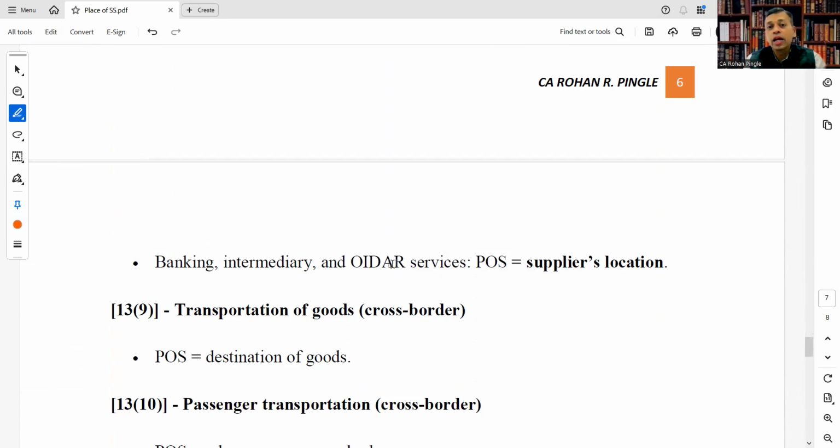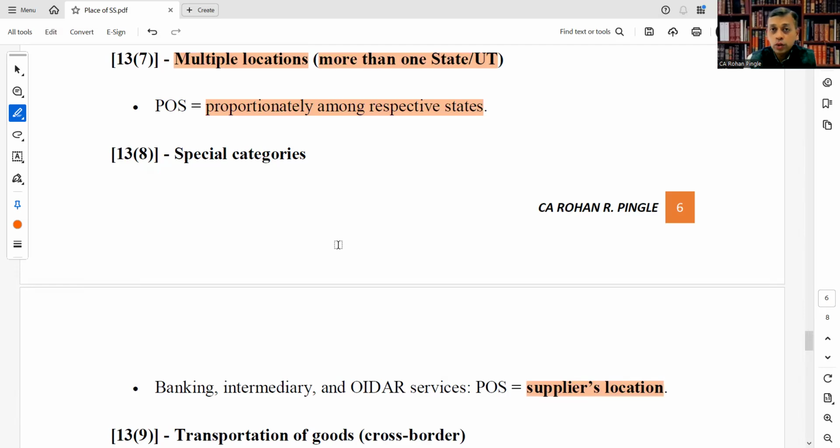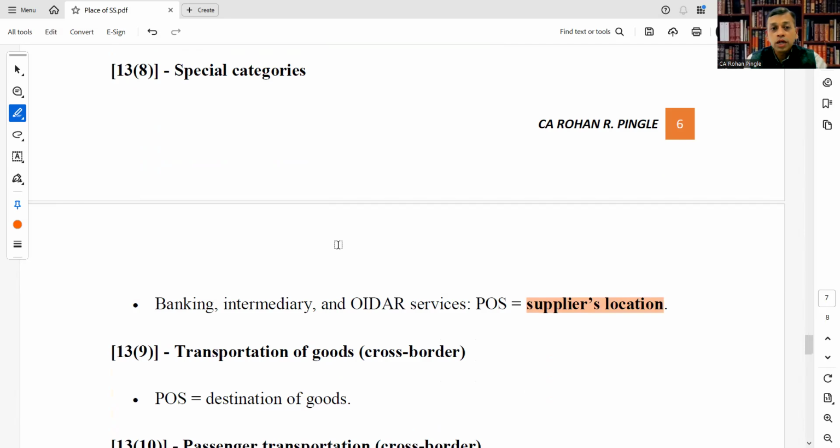Subsection 8, section 13 talks about special categories: banking, intermediary, and OIDAR services. Place of supply will be the supplier's location. In section 12, there are two scenarios, registered and unregistered. But here, for banking, intermediary, and OIDAR services, place of supply is the supplier's location.